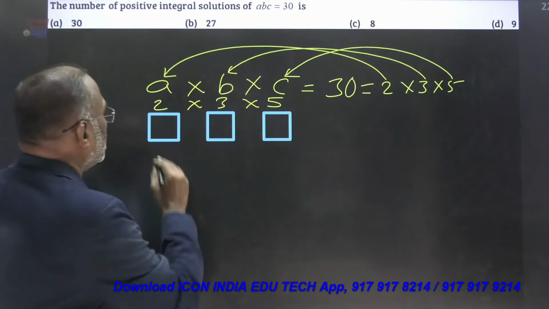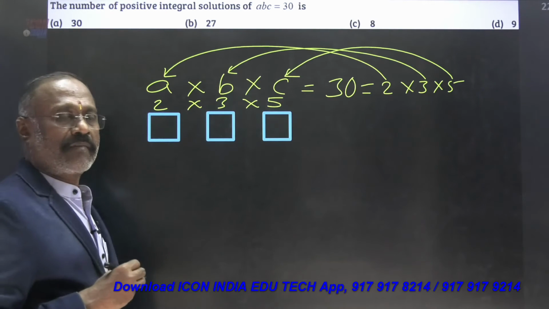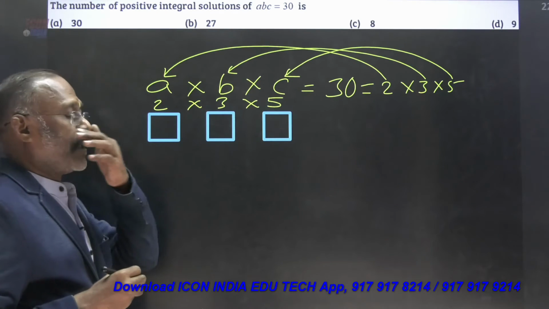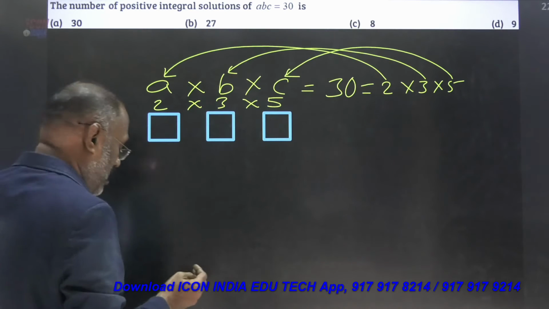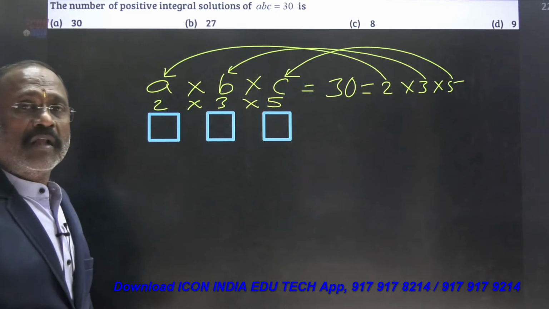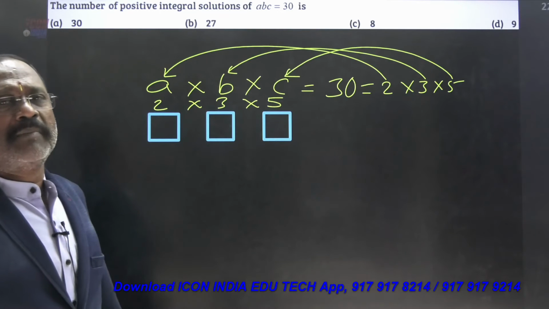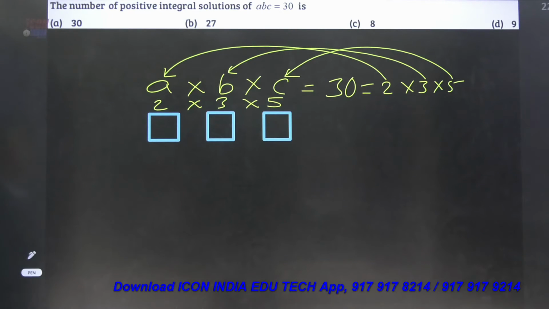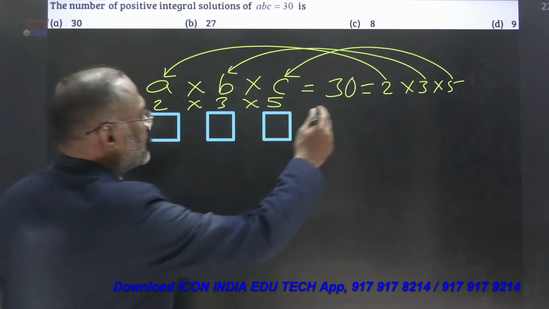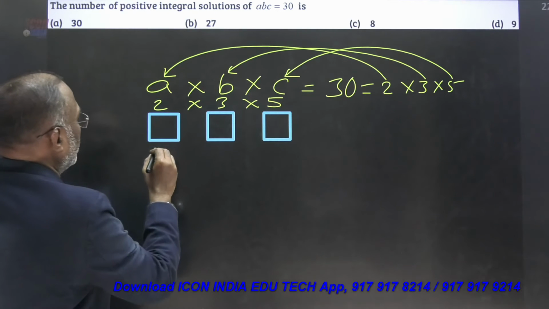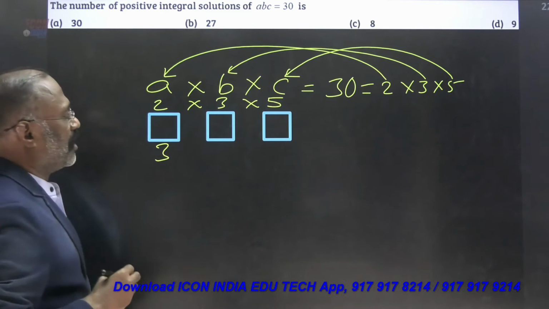Very simple. Now, the first place, related to A here, can be filled in how many different ways? There are how many prime numbers? Just check it out. 3 are there. 2, 3, 5. So this can be filled in 3 different ways, my dear boys and girls.